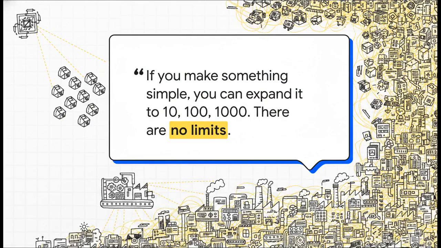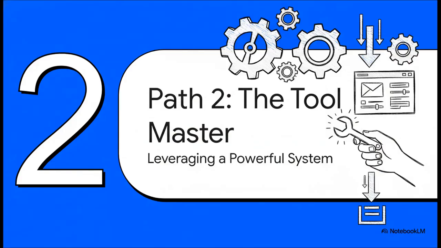And that's the real magic of the architect's path. If you can get the smallest part right, you can scale it almost infinitely. Your model can grow from one tiny filter to 1,000 of them, from a simple machine to a massive, sprawling factory. There are pretty much no limits to the complexity you can build and control with this method. It's incredible. But there is another way. Let's call this second path the way of the tool master. Now, instead of building everything yourself from scratch, you find a powerful, pre-built system, some really sophisticated software, and you learn to wield it like an expert.